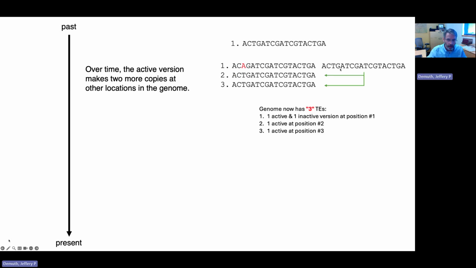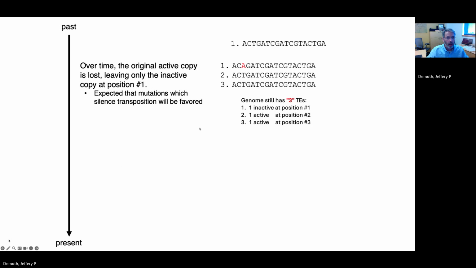The allele that can still move copies itself twice. Well, this is pretend, but in real life we'll see examples where sometimes these things just explode and make tons of copies of themselves. Now, when it copies itself, in my cartoon example, it's got 3 active copies, the 2 new ones and the original, and it's also got an inactive allele at position 1. Over time, the original active copy is lost. So now at position 1, we only have the inactive copy.